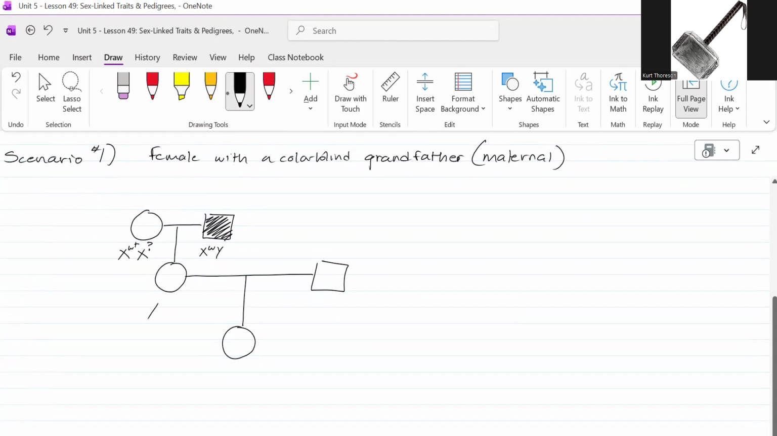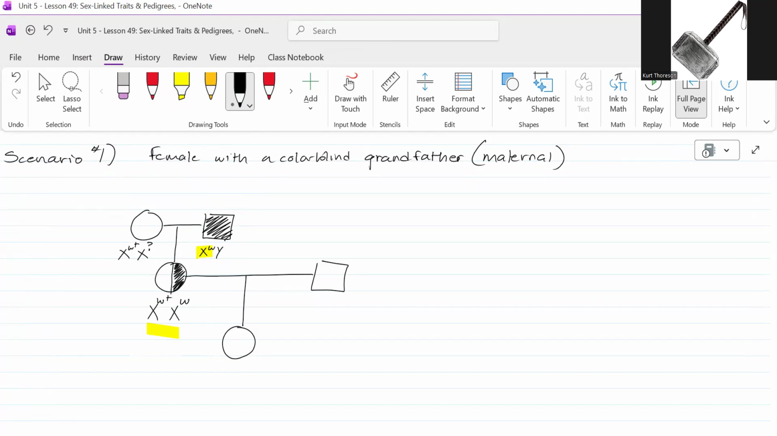But here's what I do know. I asked her, is your mother colorblind? And she said, no, she isn't. Mom is not colorblind, so I know that mom has at least one dominant allele. But keep this in mind. What chromosome did this student's mother inherit from her father? It had to be the X chromosome right here. And so this student's mother inherited a mutant form of the allele. This student's mother is a carrier.